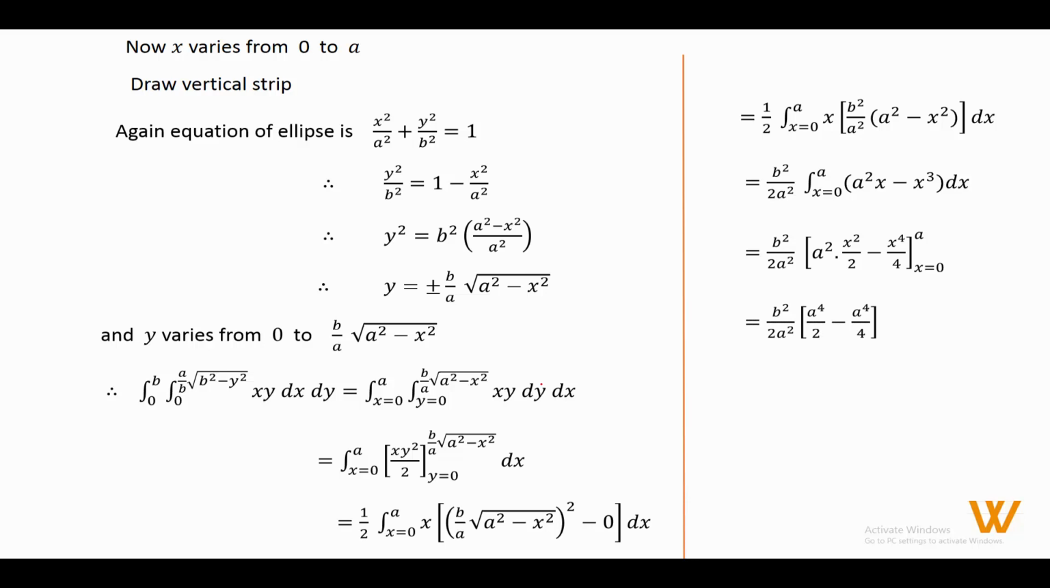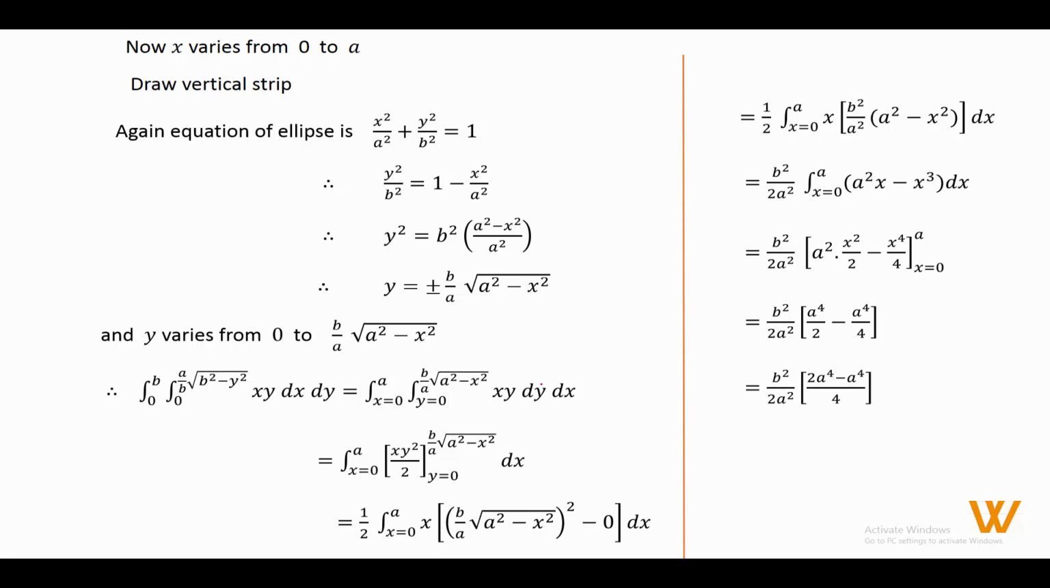Now first put the value of x as the upper limit a. So a square into a square by 2 is a raised to 4 upon 2, minus a raised to 4 upon 4, minus the lower limit x equal to 0, so this is 0 and this is also 0. We get b square upon 2a square.